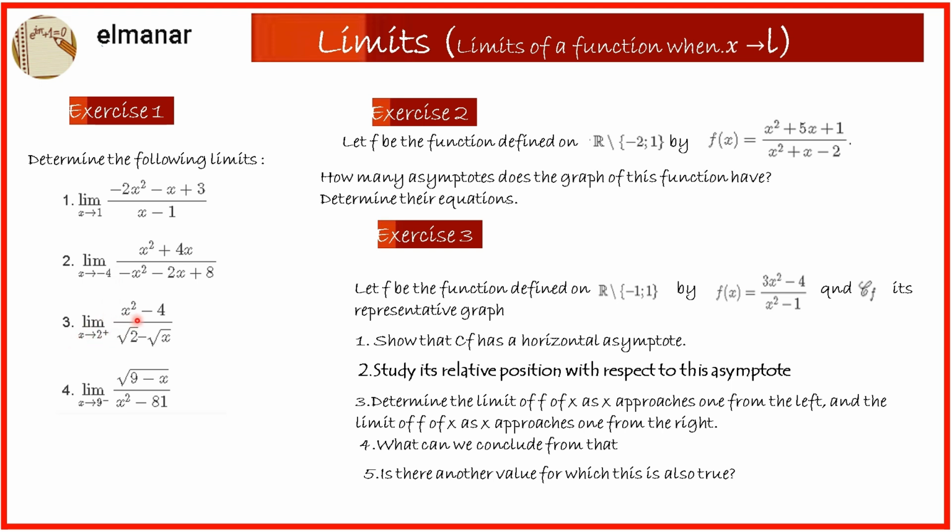3. The limit of the expression x² - 4 divided by the square root of 2 minus the square root of x when x approaches 2 from values strictly greater than 2. 4. The limit of the expression the square root of 9 - x divided by x² - 81 when x approaches 9.